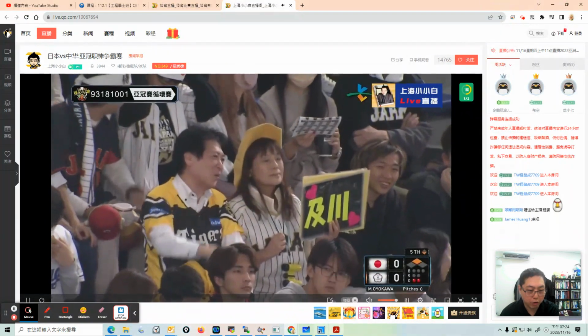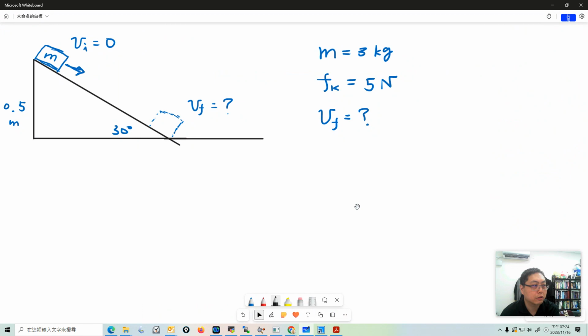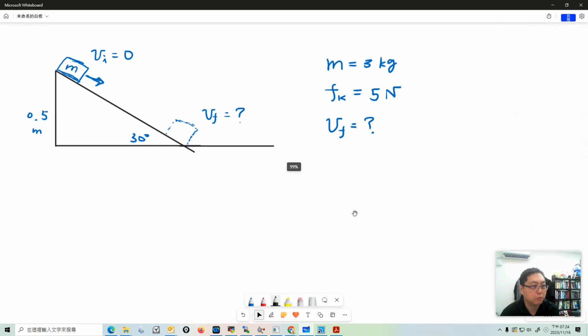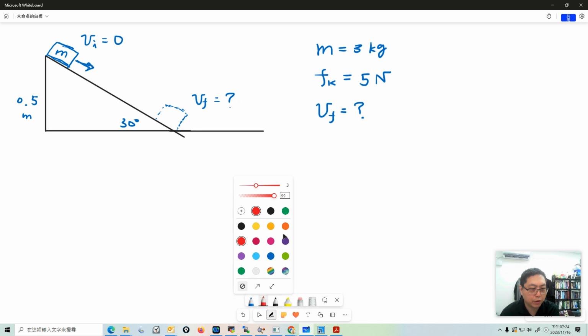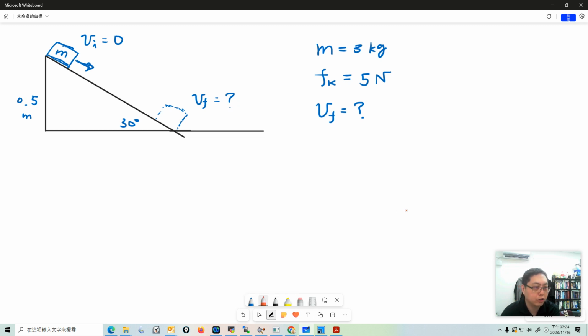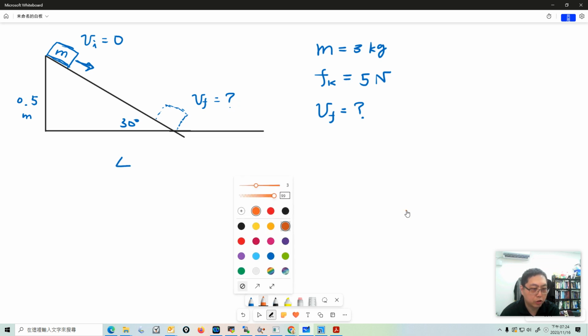Sorry, that's wrong. It's here. Here's the setup of this problem. Let's use energy conservation. Why is it still not changing the color?